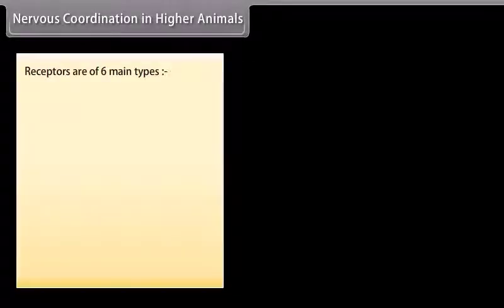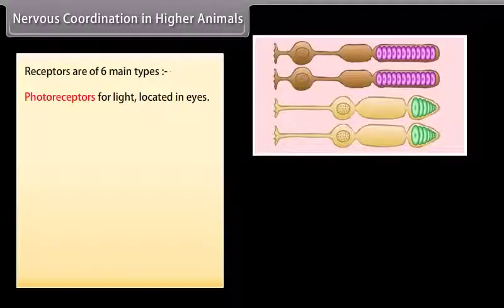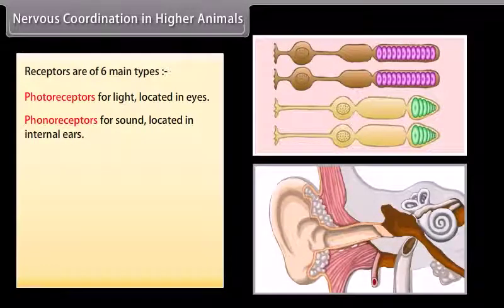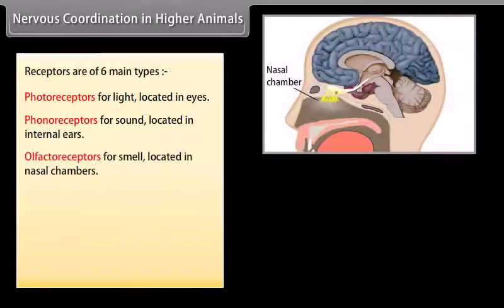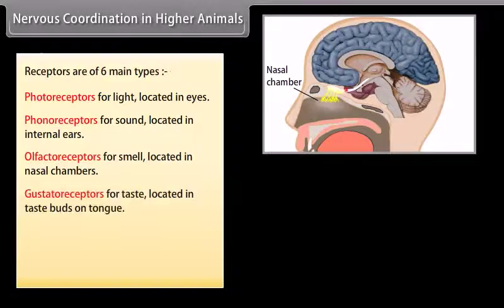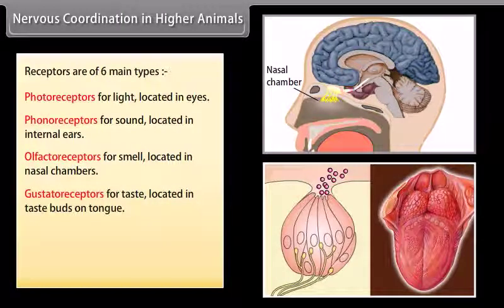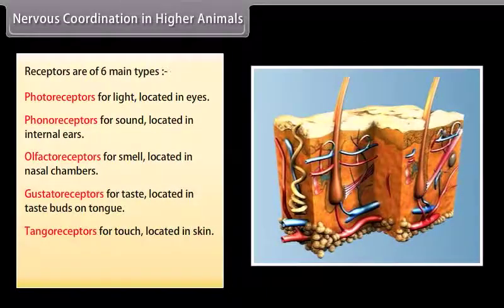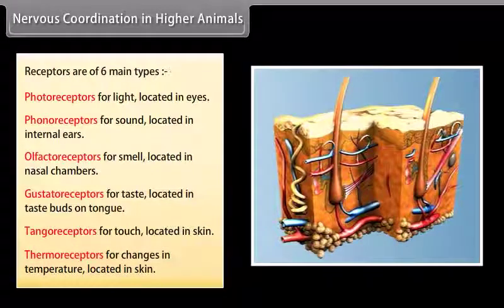Receptors are of six main types. Photoreceptors for light, located in the eyes. Phonoreceptors for sound, located in the internal ears. Olfactoreceptors for smell, located in the nasal chambers. Gustatoreceptors for taste, located in taste buds on the tongue. Tangoreceptors for touch, located in the skin. Thermoreceptors for changes in temperature, located in the skin.